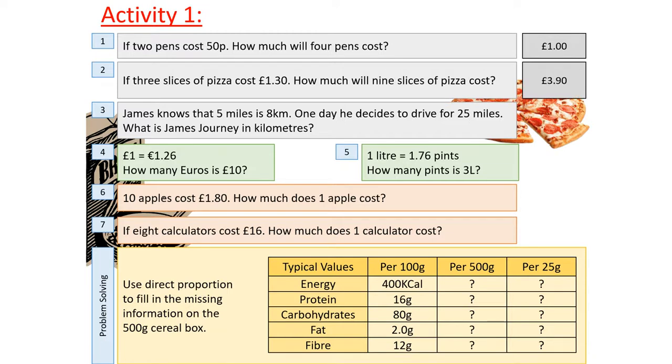Question 3, James knows that 5 miles is 8 kilometers. One day he decides to drive 25 miles. What is James' journey in kilometers? So 5 miles to 25 miles, you multiply it by 5. So you do 8 times 5, giving you an answer of 40 kilometers.